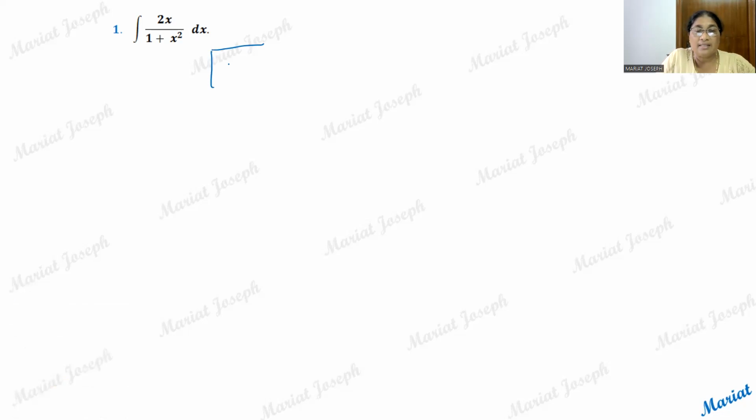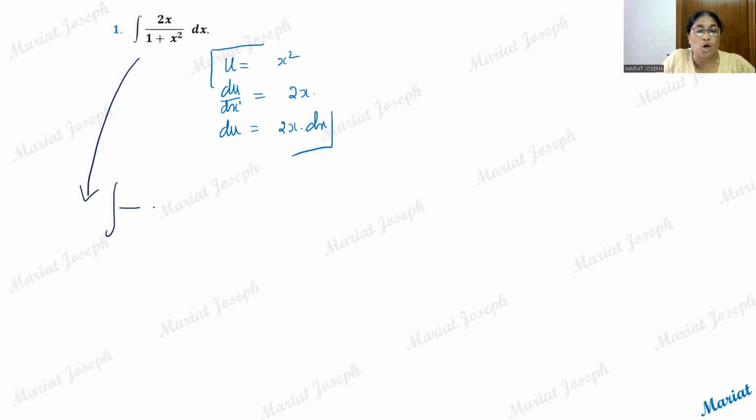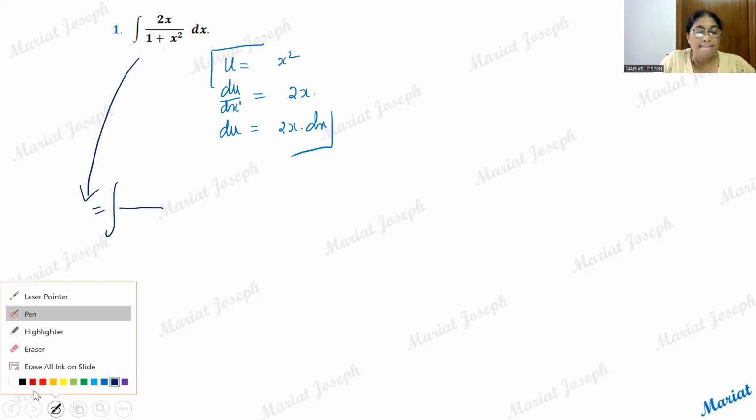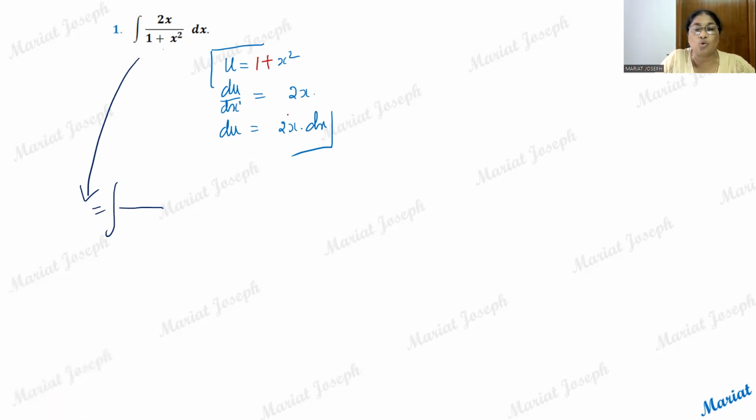All of you take in the side work, write u equal to x square. Then du by dx is equal to 2x. Therefore, du equal to 2x into dx. I've cross multiplied the dx. But one thing interesting, in the denominator, 1 plus x square, if you take the 1 also, the derivative would have been the same, because the derivative of 1 is going to be 0.